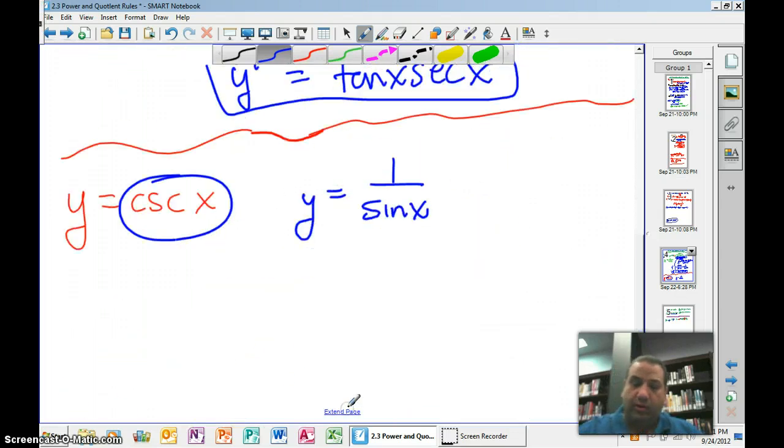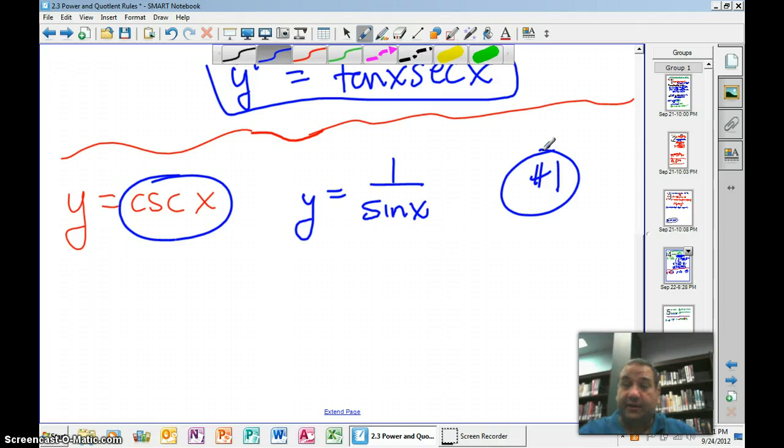And we could do many more, like this one. You should try this one. This is the first one you should try for homework. And you should get something crazy like negative cotangent cosecant x. All right? Make sure you can do that.